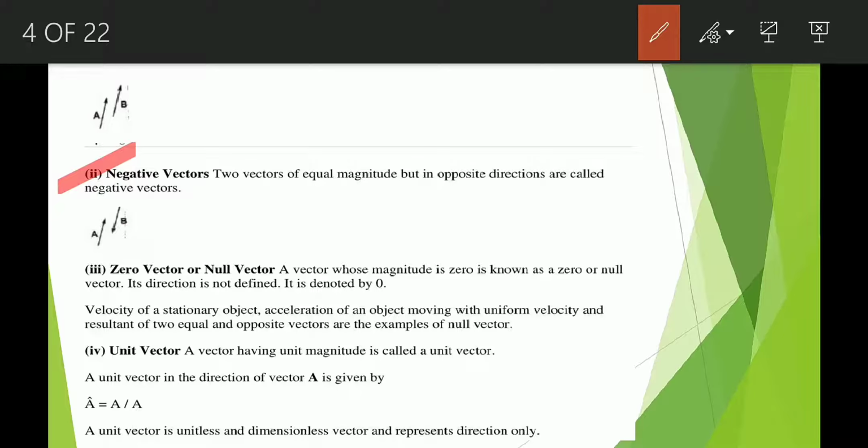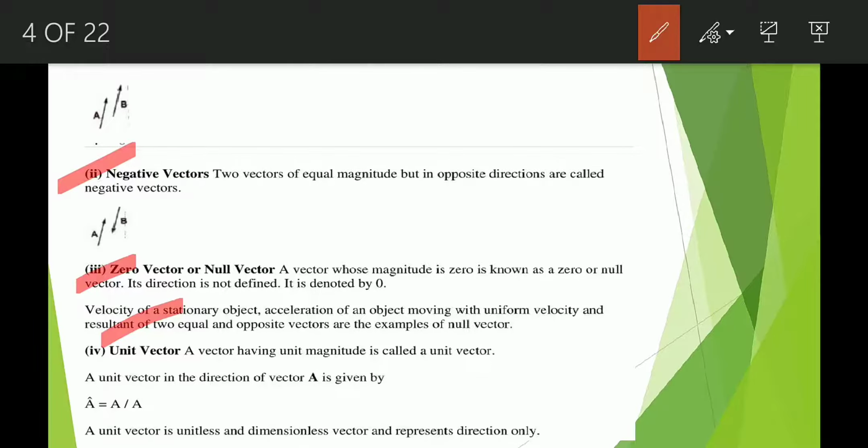Third one, zero vector or null vector. A vector whose magnitude is 0 is known as a zero or null vector. Its direction is not defined, and it is denoted by 0. Velocity of a stationary object, acceleration of an object moving with uniform velocity, and the resultant of two equal and opposite vectors are examples of null vector.